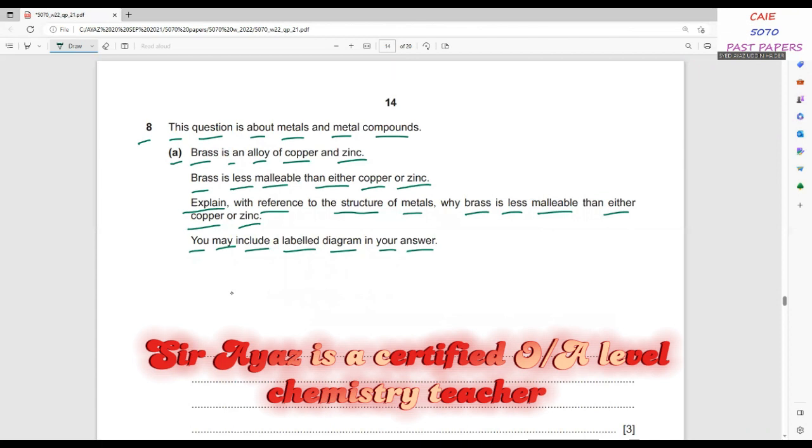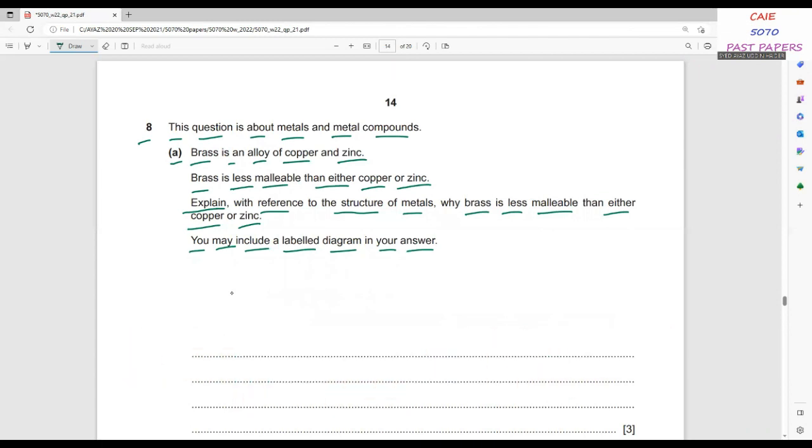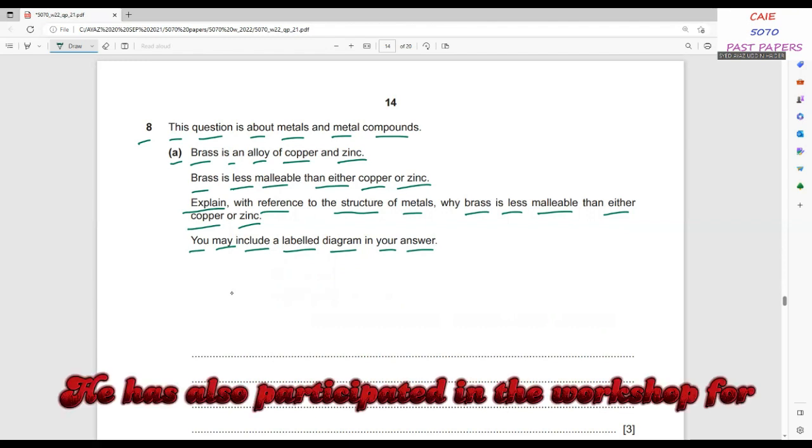So in brass, it's a mixture of metals. Alloy means some mixture. So brass is an alloy of copper and zinc, which means that it contains both the atoms of zinc and copper. Now in this question, they are asking to compare in terms of malleability, that why brass is less malleable than copper or zinc. You have to refer to the structure. Remember, in case of alloy, there are large atoms of metal which prevent the small size metal atoms from sliding over one another. So if you want to draw the diagram it will be like this.